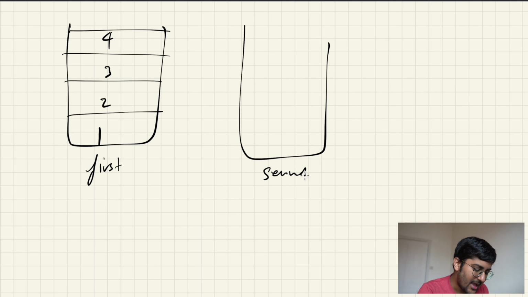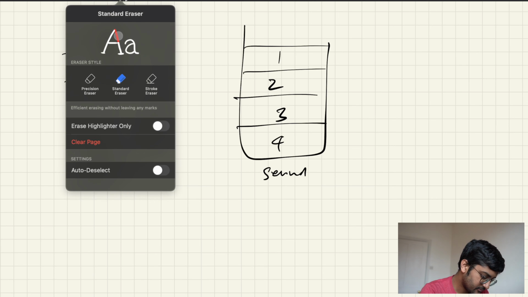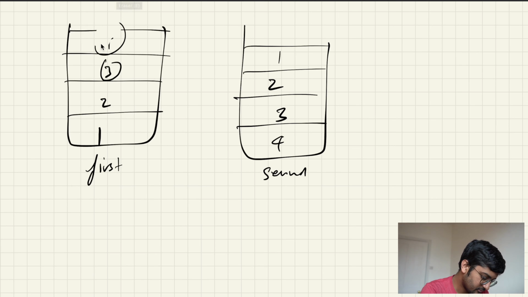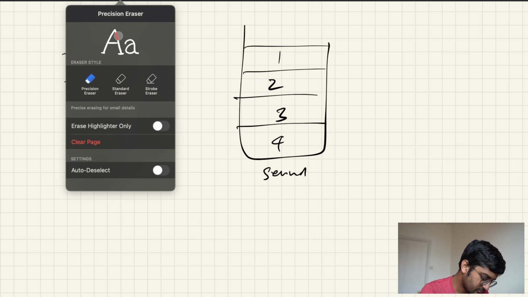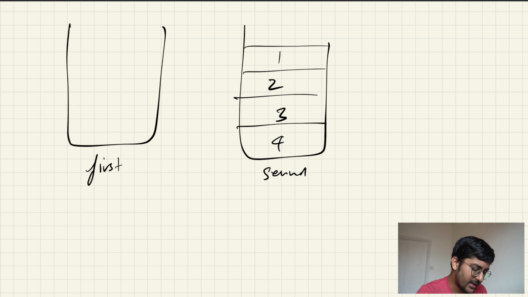So what you can do is empty the first into the second. Empty means remove 4, 4 will come here. Remove 3, 3 will come here. 2 will come here. 1 will come here. This is now empty. Now remove the top item from second, because it's a stack, right? So the top one will be removed. Remove 1. Removed 1. No problem.